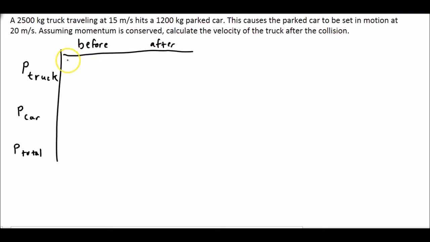So for the truck, it's 2,500 kilograms and it's moving 15 meters per second. So the total momentum of the truck is 37,500 kilogram meters per second.